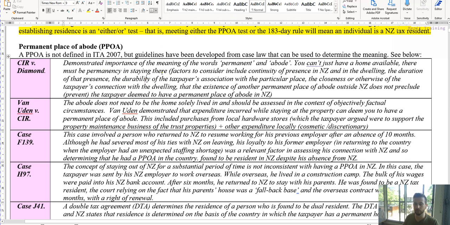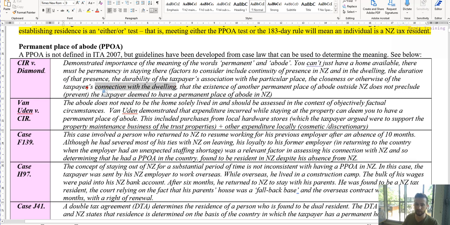And this case also told us some of the factors to consider in determining this kind of qualitative word, permanency. So some of the key things to look for is the duration of the presence, like how long are they actually in New Zealand. What's the durability of their association with that place? If the weather changes, are they leaving? If there's a change in the job market, are they leaving? Or are they there through thick and thin? That's durability. And then the closeness or otherwise of the taxpayer's connection with the dwelling.